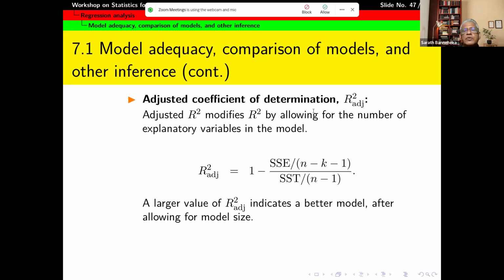The adjusted coefficient of determination, R square adjusted, is calculated by doing some adjustments, and that is the most suitable quantity to look at to get some idea about the variation in the response variable explained by the X variables, considering also the number of variables in the model. Conditioning on the number of variables. So that is the quantity you should look at, not the R square itself.